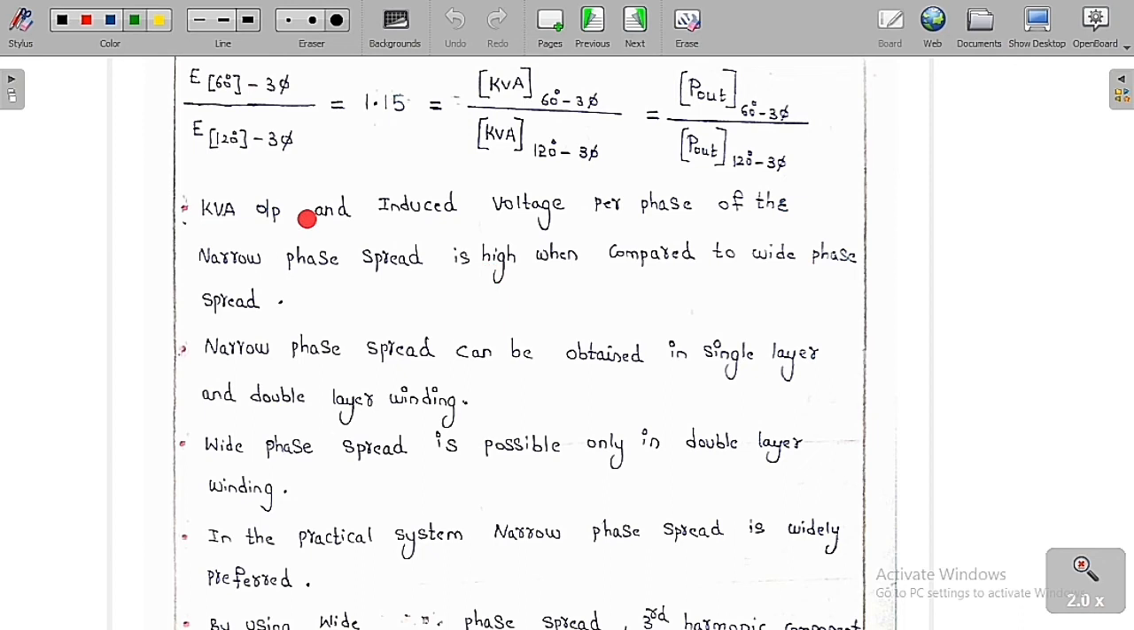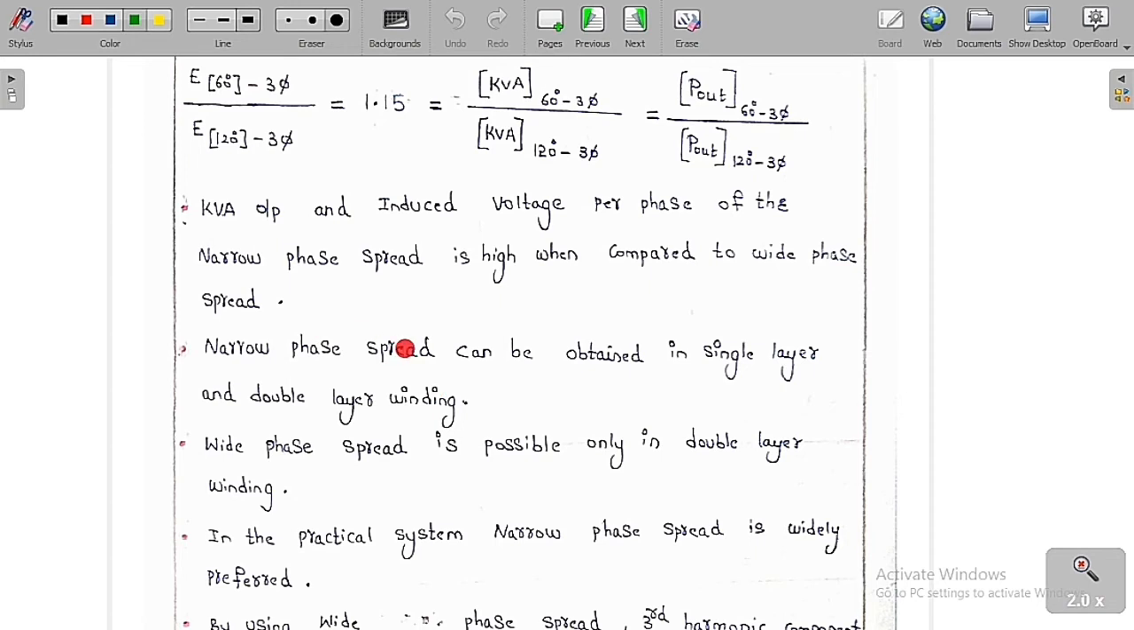So the kVA rating of the machine, the active output power and the induced voltage per phase of the narrow phase spread are always higher when compared to the wide phase spread in a three-phase system, and the ratio is equal to 1.15. And the narrow phase spread can be obtained in single layer winding and double layer winding. Single layer winding means that in one slot, if you keep one conductor, it is called a single layer winding. And double layer winding means that in one slot, if you keep two conductors, it is said to be a double layer winding.